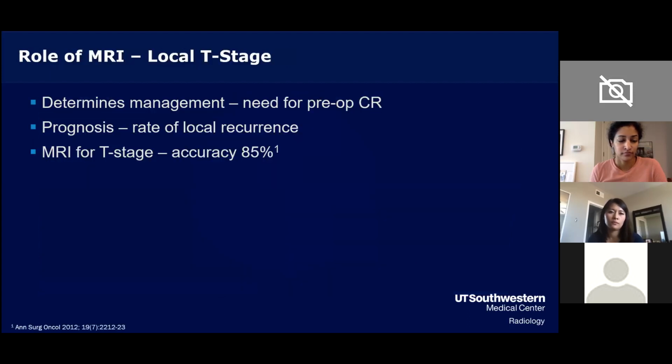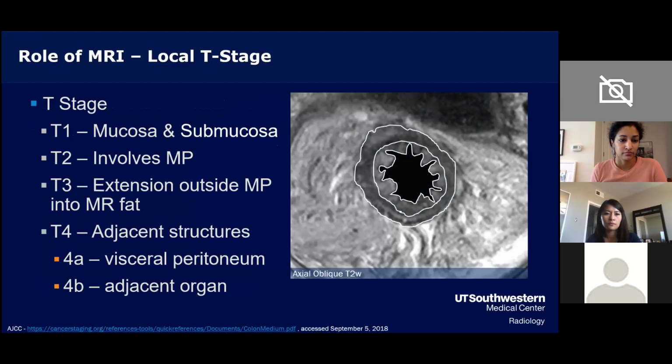So the local T stage, as I mentioned, determines management and the need for preoperative chemoradiation, but it is also a prognostic indicator and determines the rate of local recurrence. The T stage on MRI, the accuracy is only about 85%. So it's not the best, but it's sort of the best tool we have, because prior to MR, endoscopic ultrasound was used, but that was good mostly for T1 versus T2 stage, not extramural extension.